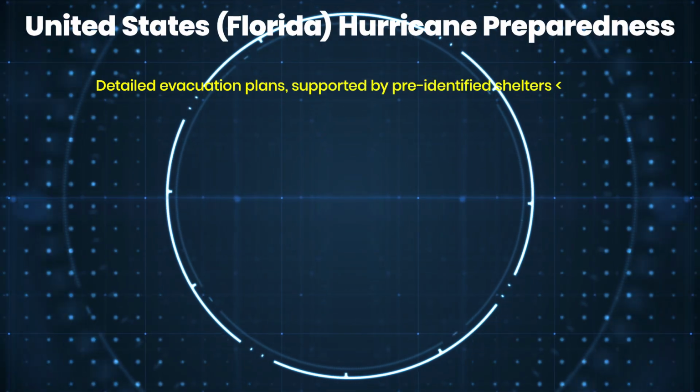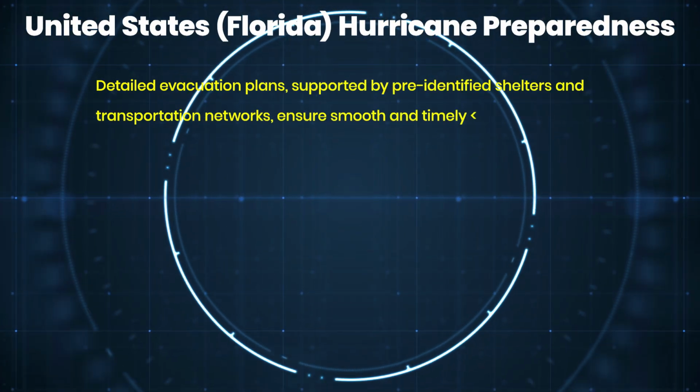United States hurricane preparedness. Florida enforces strict building codes requiring hurricane resistant designs, including wind resistant windows, reinforced roofs and elevated structures. Detailed evacuation plans supported by pre-identified shelters and transportation networks ensure a smooth and timely relocation. Public awareness campaigns disseminated via apps, social media and TV educate residents on assembling emergency kits and following evacuation orders.